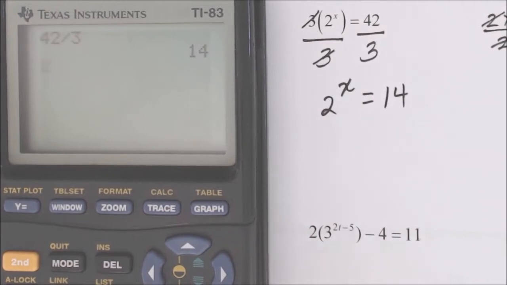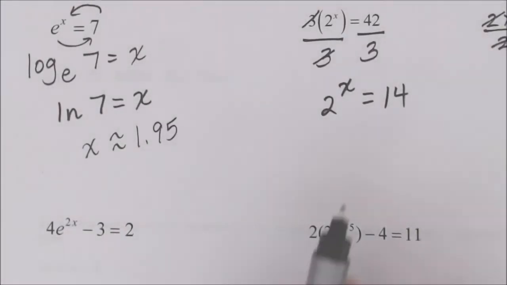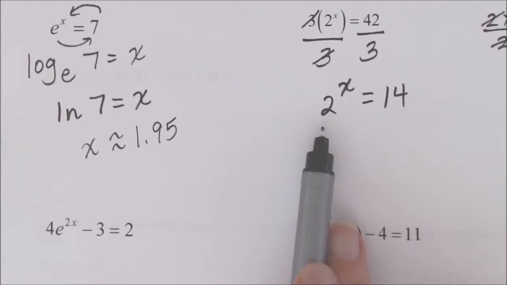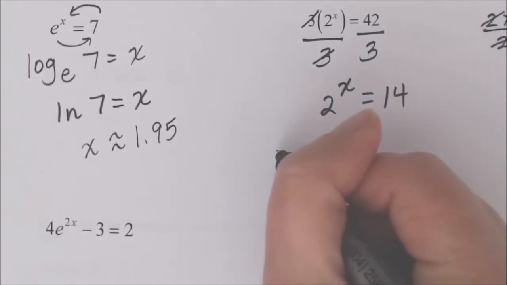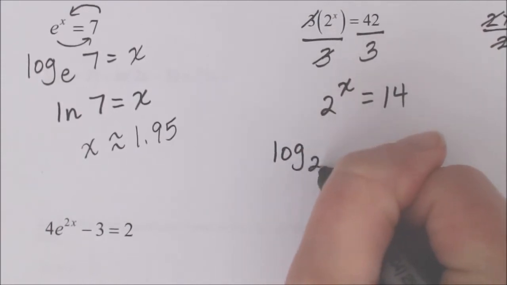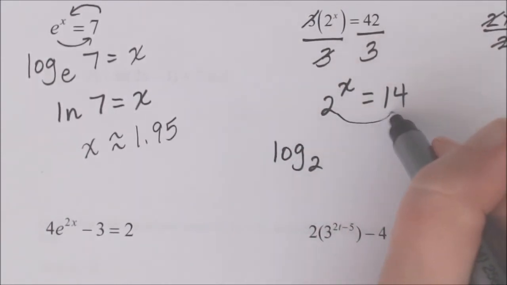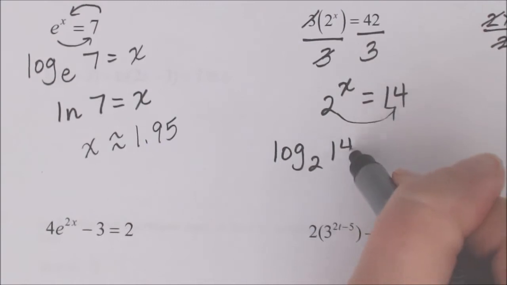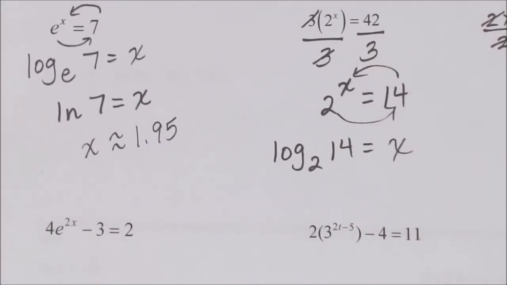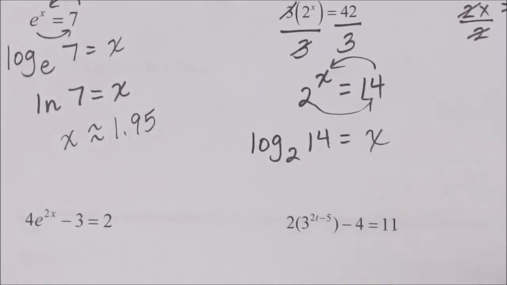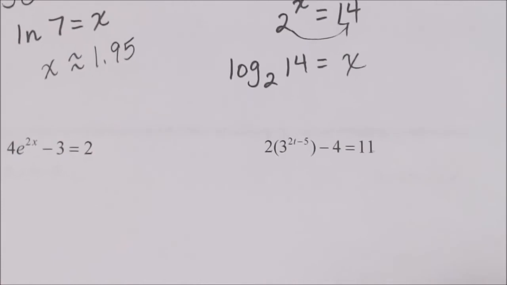And then from here, same idea. I can't write 14 as a power of 2. So my only option is to convert this to logarithmic form. So it's going to be log base 2 of the other side, so of 14, equals x. And what that does is it gets the x by itself.